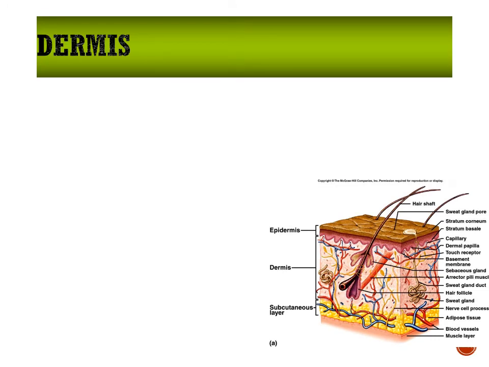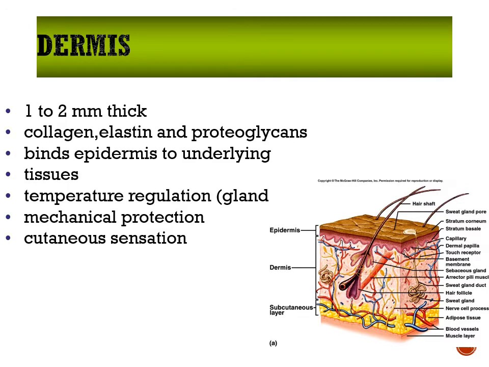Next, we go to the dermis. The dermis is 1 to 2 mm in thickness. It consists of collagen, elastic fiber, and proteoglycans. Functions of the dermis include temperature regulation through control of cutaneous blood flow and sweating, mechanical protection through collagen and hyaluronic acid, and innervation of the skin mostly occurs in the dermis and is responsible for cutaneous sensation.